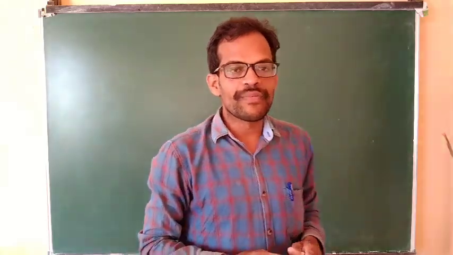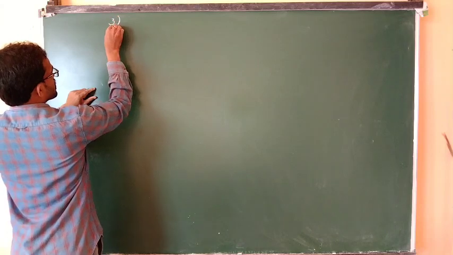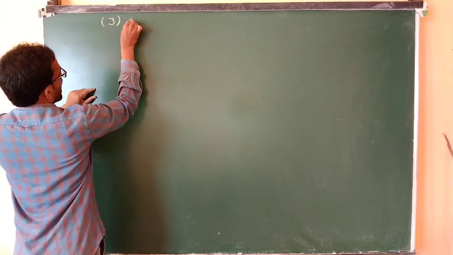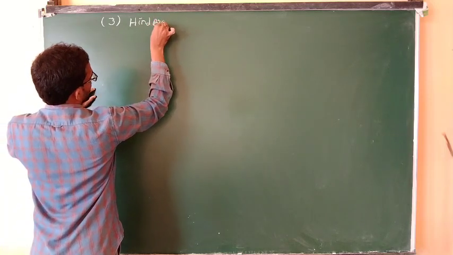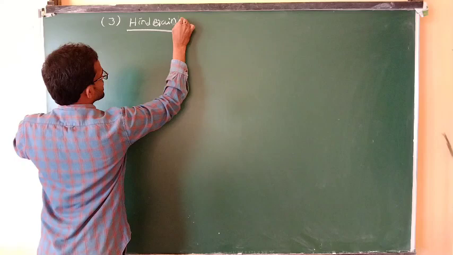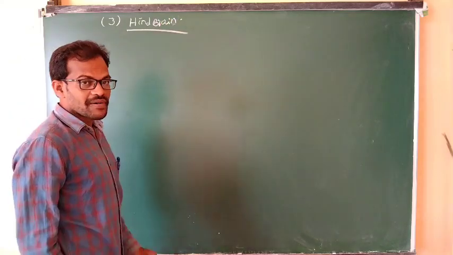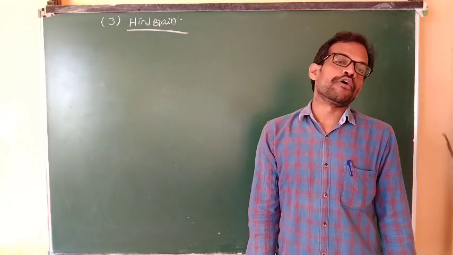What is the third part of the brain? It is known as the hindbrain. Hindbrain means it consists of three important parts.